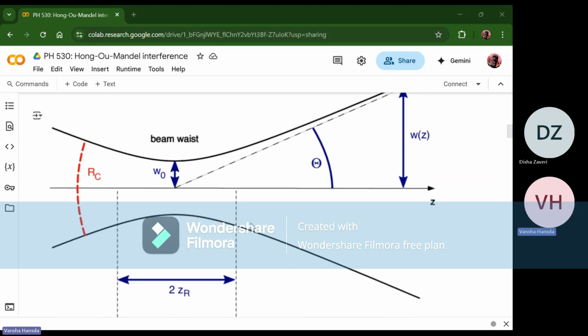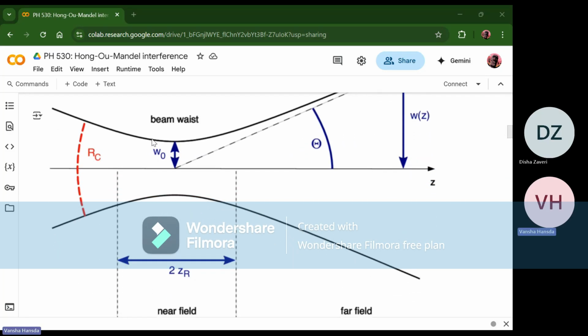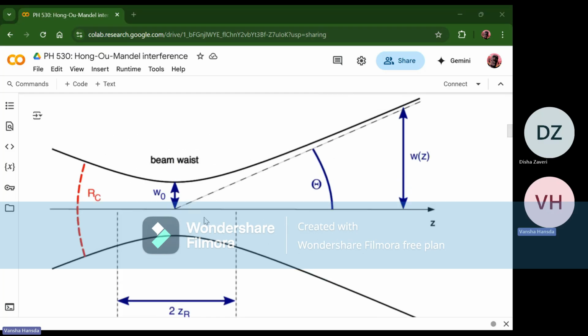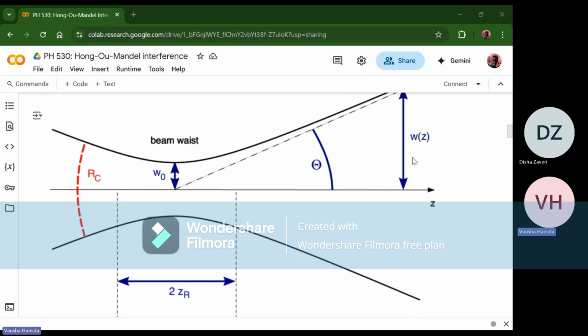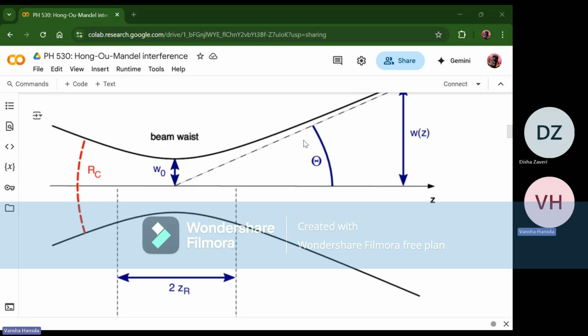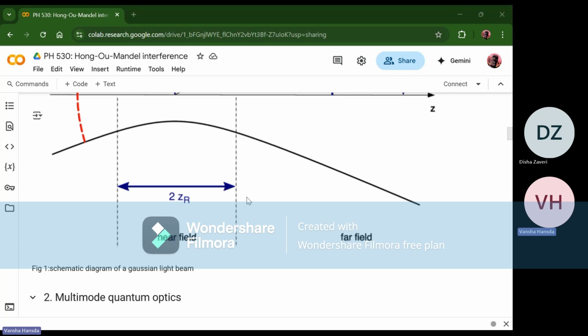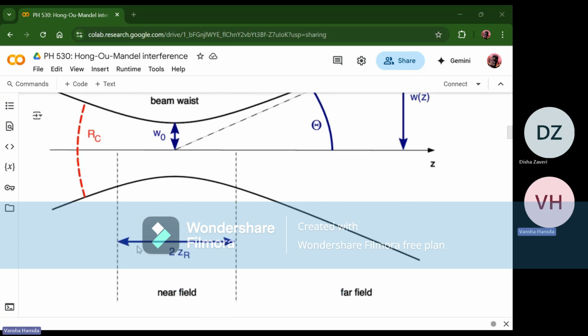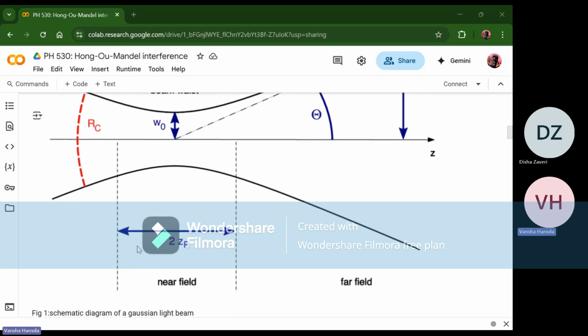This is a schematic diagram of a Gaussian beam. This is the beam waist here, W naught. We can see W(z) here. It is increasing with space as it goes farther along the z axis. This is the radius of curvature, and this is the Rayleigh range. And this is the schematic diagram of a Gaussian light beam.